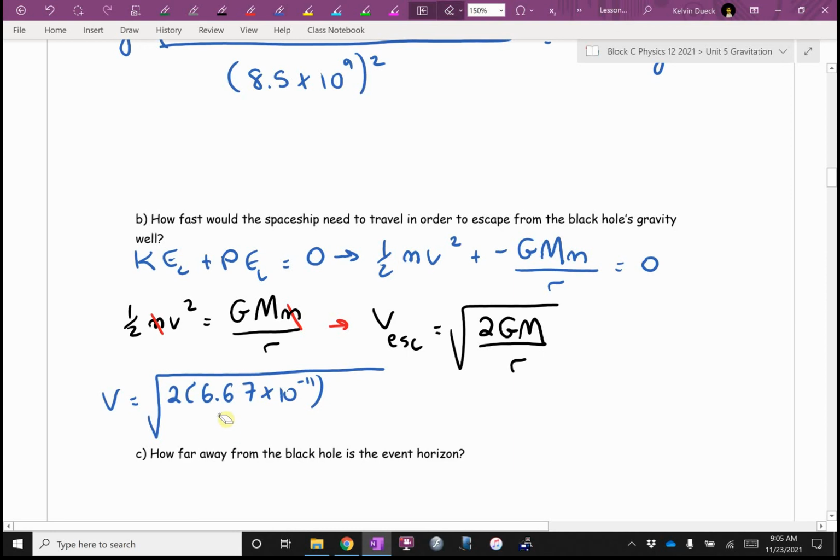Instead of writing out 6.67 times 10 to the negative 11 every time, can I just leave it as big G? I think now that we've talked about it long enough, I'm okay with that. I never allow kids to do that at the beginning because they start to think big G is 9.8. Why would that, I don't know, but they do. Mass of the black hole was 50 times the sun, 1.98 times 10 to the 30th.